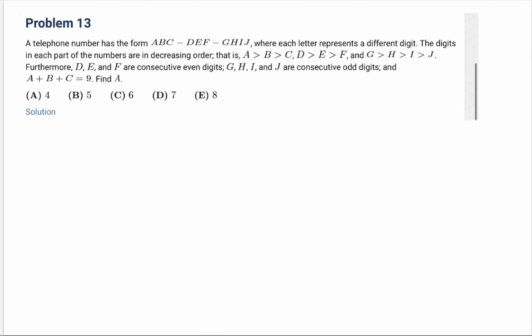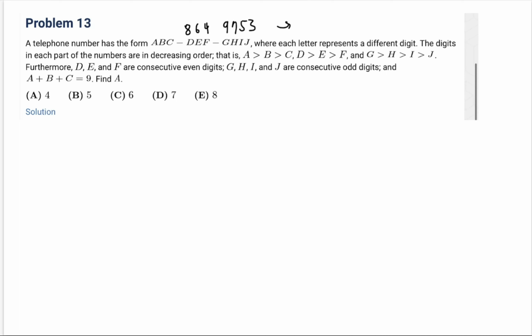Problem number 13. A telephone number has the form ABC minus DEF minus GHIJ, where each letter represents a different digit. The digits in each part of the number are in decreasing order. D, E, F are consecutive even digits, G, H, I, and J are consecutive odd digits, and A plus B plus C equals 9. So for D, E, F to be consecutive even digits, this must be like 8, 6, 4. And then G, H, I, J are consecutive odd digits, so they must be like 9, 7, 5, 3.